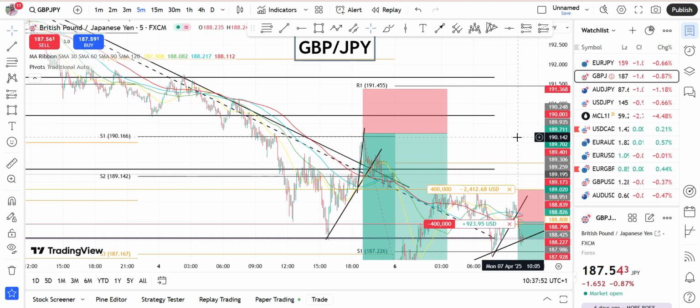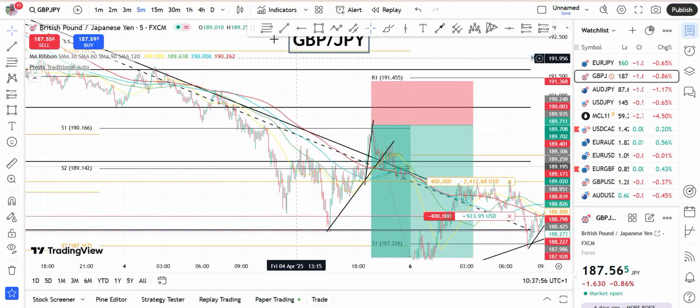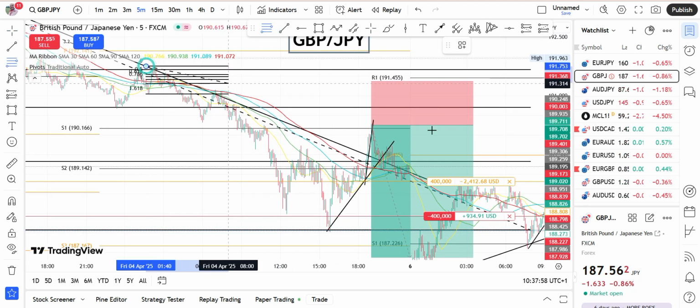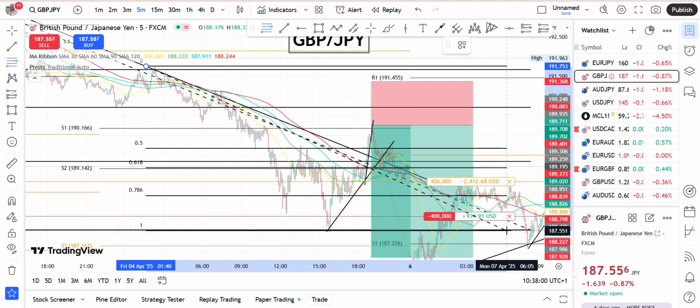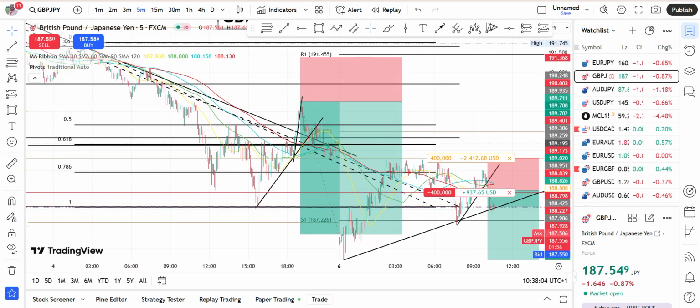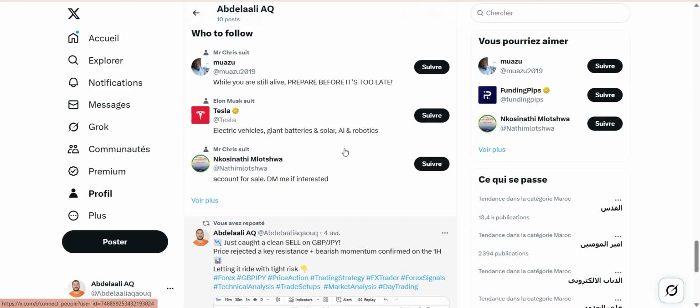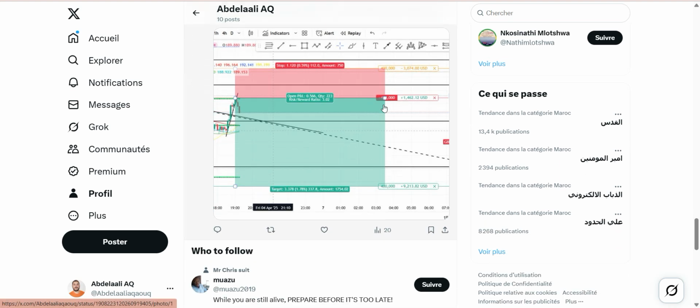On Friday, I got a sell signal. I published it on my X, and it was like this. It's here in my X. Here, as you can see, just got a clean sell on GPP, GPY, and then moving with updates.